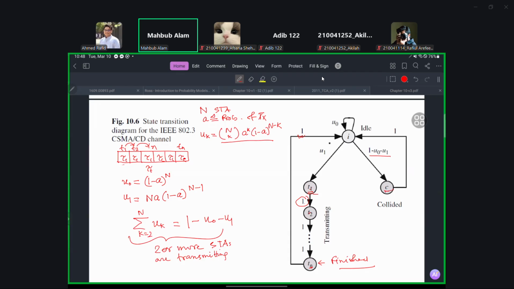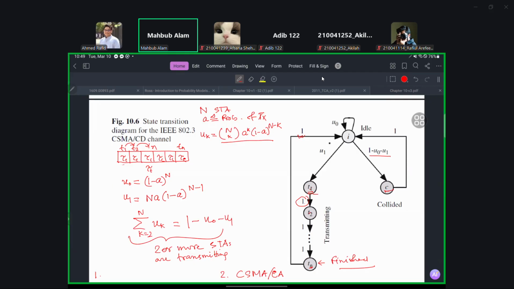The collision will occur here. Now, two questions are here. One is last year's question. Another one is, instead of CSMA-CD, if the protocol would be CSMA-CA, how the transition probability state transition graph will change. If it is CSMA-CA, that means collision avoidance is the mechanism for wireless networks, then how will the state transition graph change?